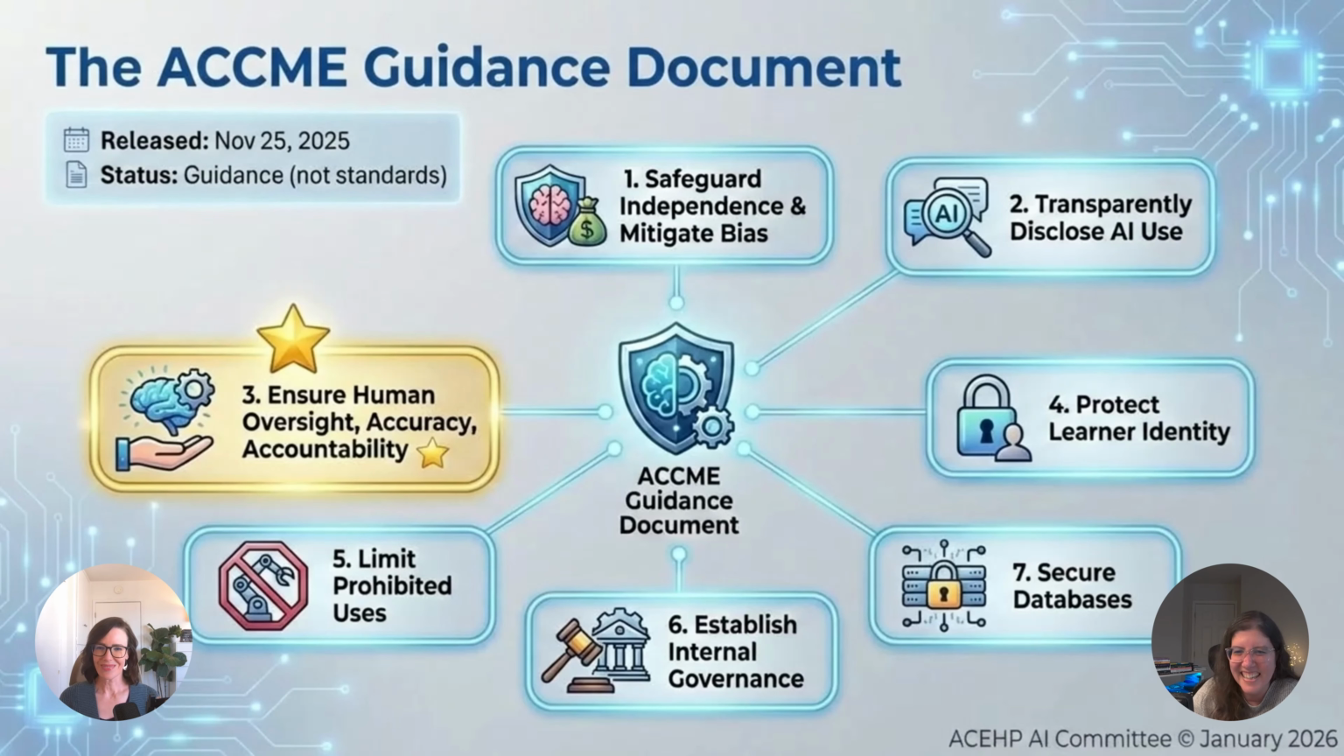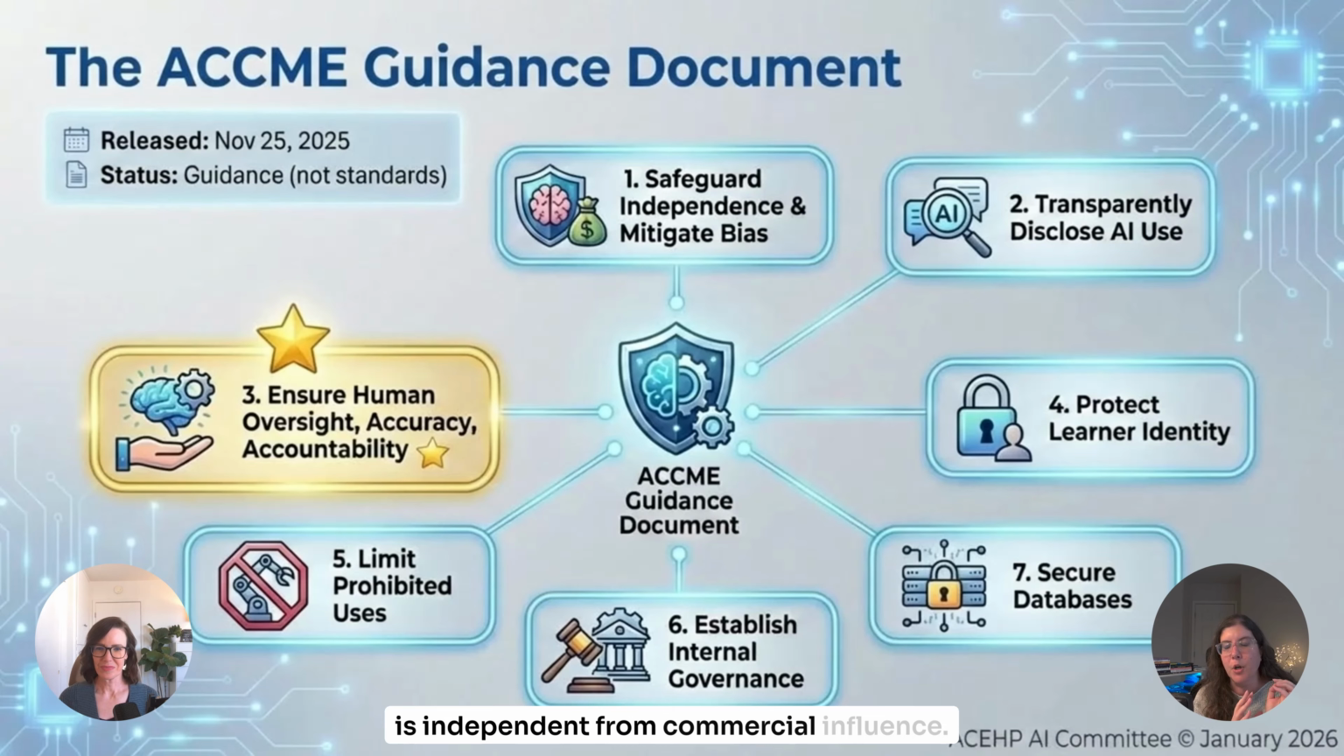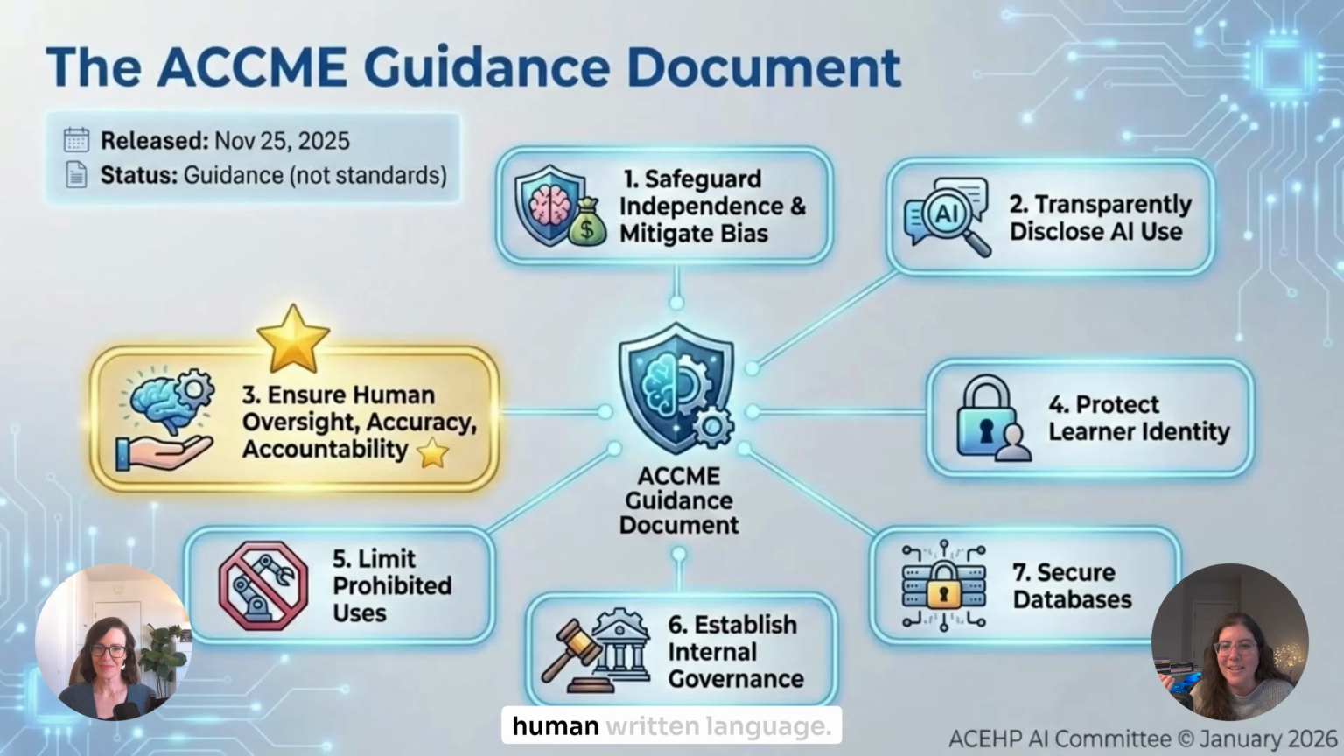Okay. So what they mean by safeguard independence and mitigate bias is that you need to make sure that the content that is created with AI is independent from commercial influence. And you need to make sure that, as much as you can, you are implementing protocols that will mitigate bias. And the reason for that is that these general AI models are trained, as we know, on the whole of the internet and all human written language.